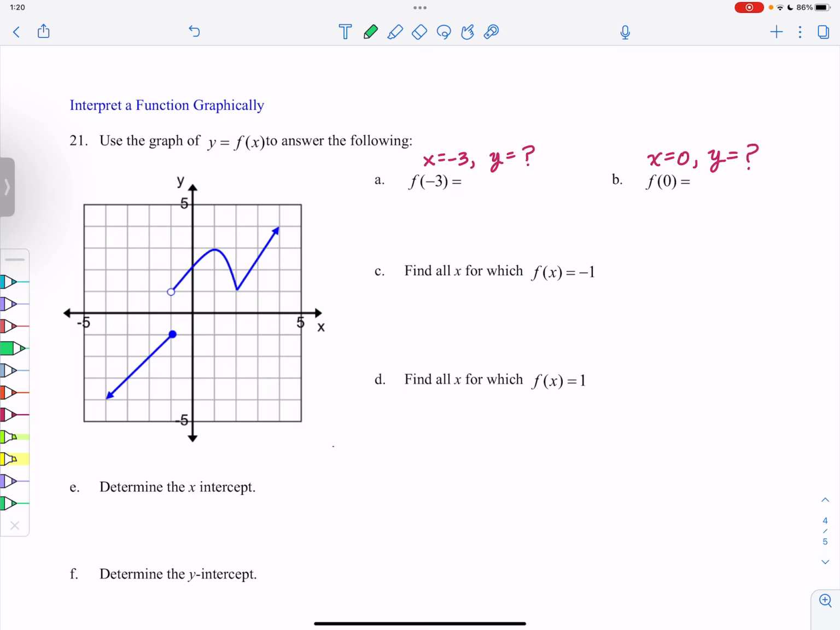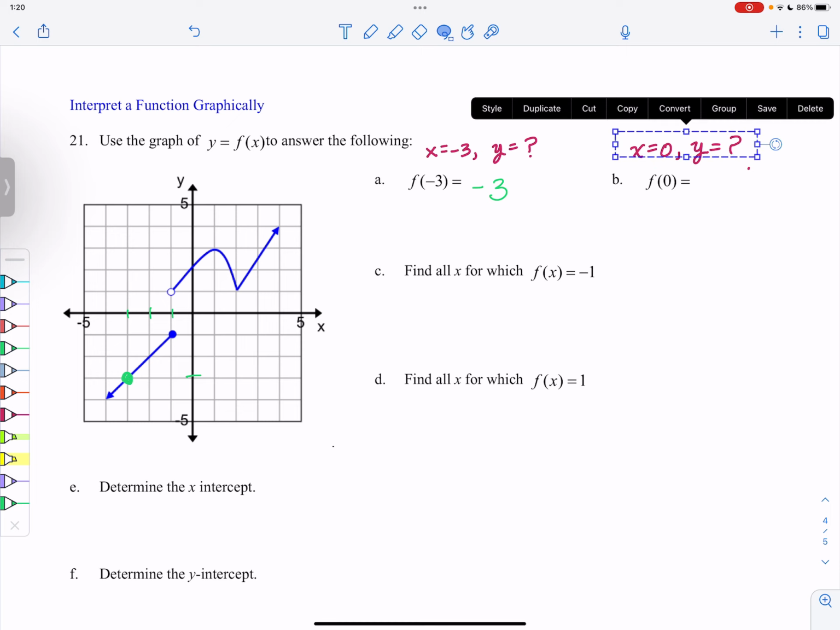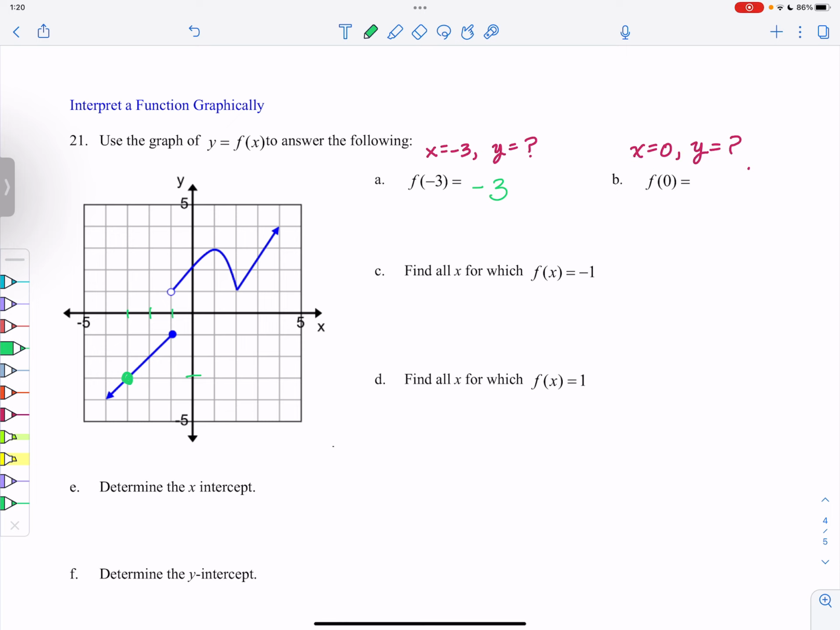And when x is -3, there's 1, 2, 3, there's the point on the graph. And that y value is -3. Let's try that again over here. Maybe I'll raise this up just a bit, just so you can remember what those are asking. When x is 0, we have this value right here. And so when x is 0, it looks like y is 2.